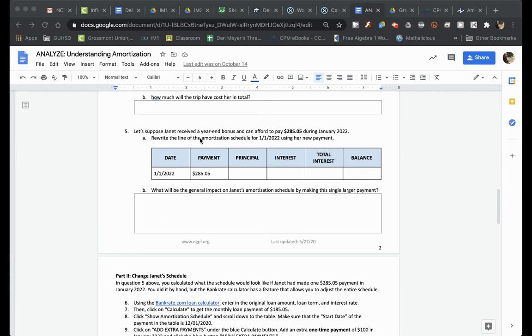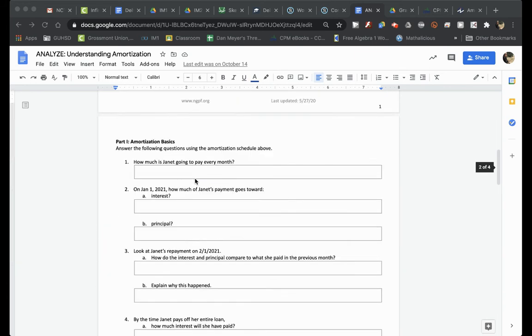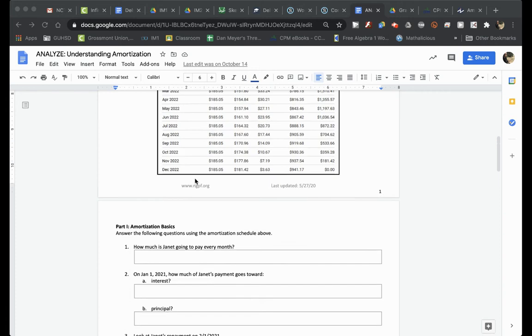Now let's suppose Janet received a year-end bonus and can afford to pay more. If someone can pay more off sooner, that's okay. It's just going to mean that you have to adjust things differently. So let's say she makes this payment instead. How much of it is going to be in principal? How much is going to be in interest? And then you're recalculating it for that one specific line. So you're going to go up here and find where that was. That said January 2022.